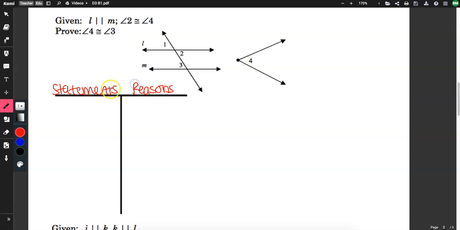And our very first statement, even before I read any of this or decipher it, I just like to get in a good habit. I'm going to copy down the givens. So we have that line L is parallel. Here, I'm going to write the L in cursive.